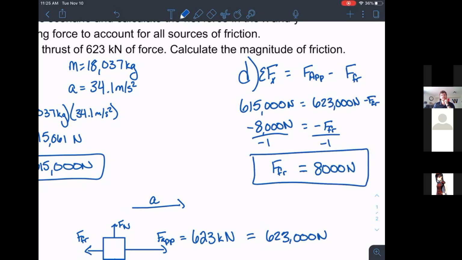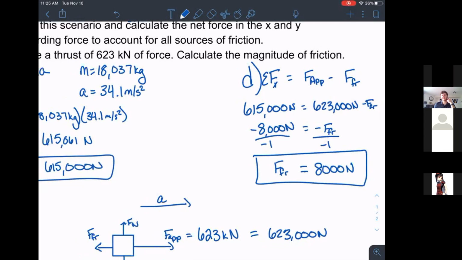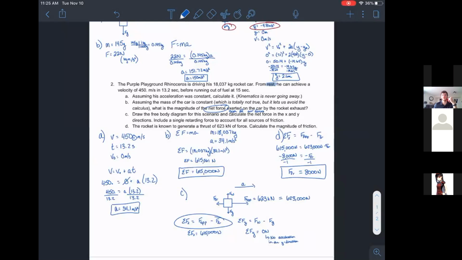Any questions on anything from this problem? Is the unit N, right? Newton? N.